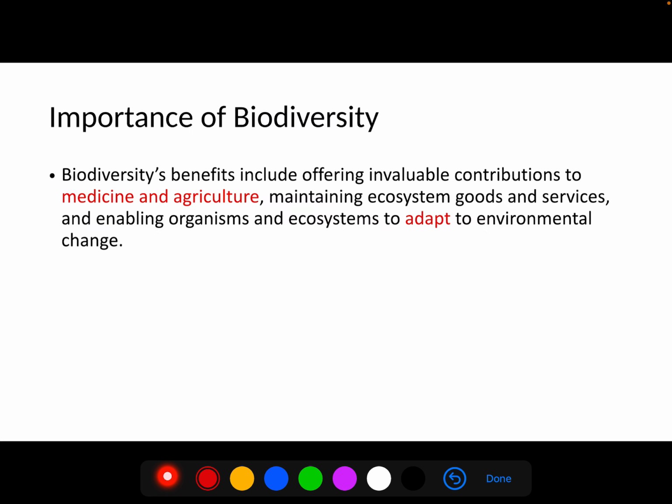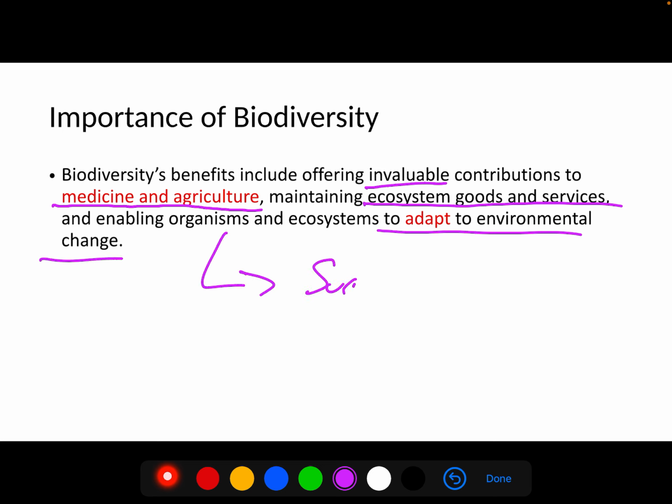Why is biodiversity important? Well, it's invaluable. Let's do a different color. Oh yeah, Ava's favorite color is purple. So, contribution: medicine and agriculture. There's goods and services that ecosystems provide humanity. Also, the ability for organisms to survive. We want to be good stewards of God's created world.